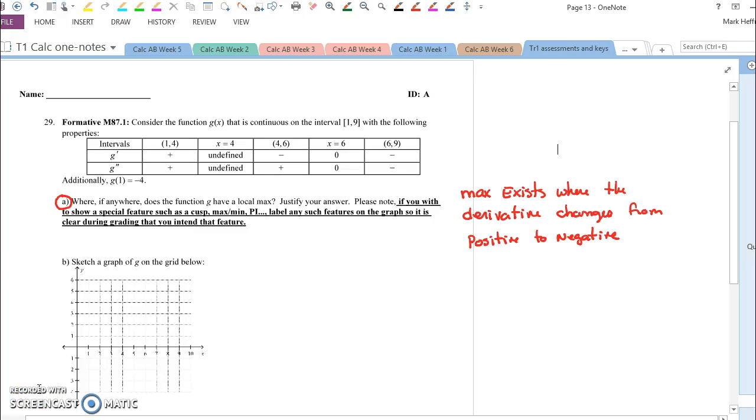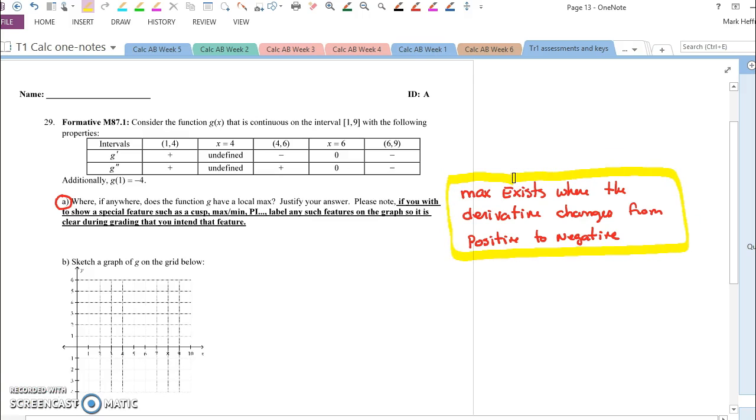Here you've been given the derivative and the second derivative in a table. And the first thing you're asked, part A, where, if anywhere, does the function g have a local max? Justify your answer. Well, I'm going to justify my answer first before I find it.